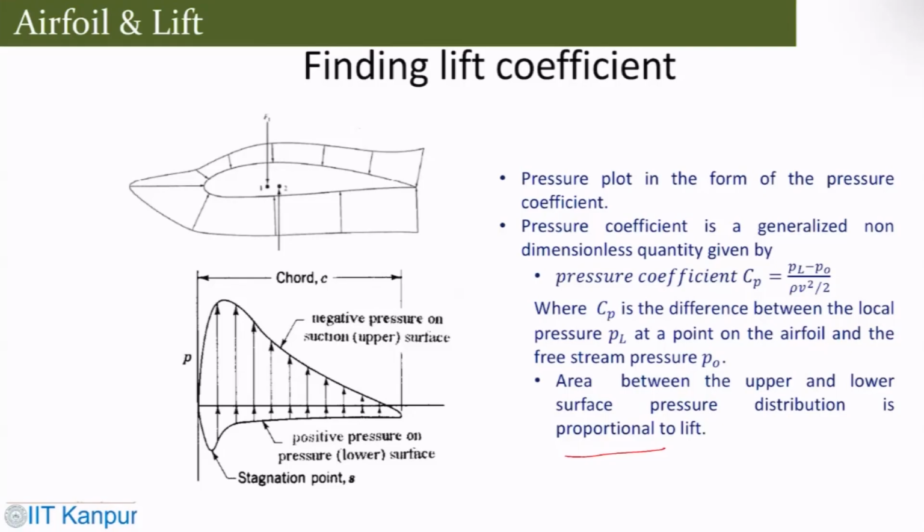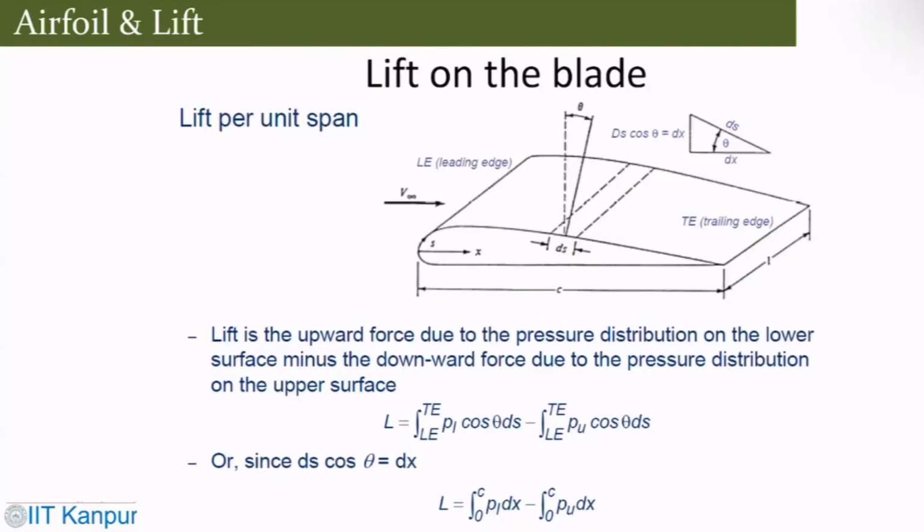Now one can find the lift on a blade. This is a typical aerofoil, and this is the leading edge, this is the trailing edge. This would be a finite length on this side, so there is a finite aspect ratio. This is a small infinitesimal strip, and the angle is given. The lift per unit span is something very important, and that is due to the pressure differences.